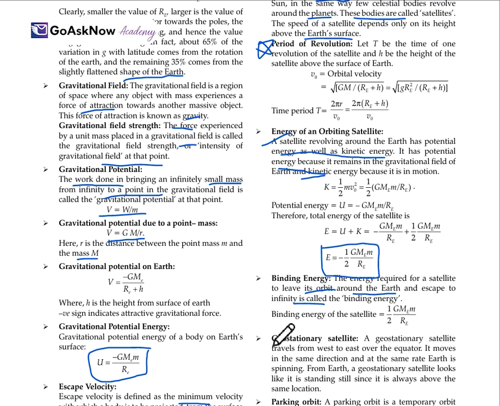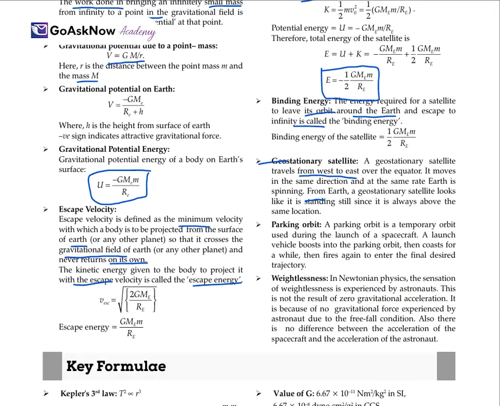Now, moving to the next. Geostationary satellite. A geostationary satellite travels from west to east over the equator. It moves in the same direction and at the same rate as the Earth is spinning. From the Earth, a geostationary satellite looks like it is standing still, since it is always above the same location. So it will remain the same when we look at it from the Earth.